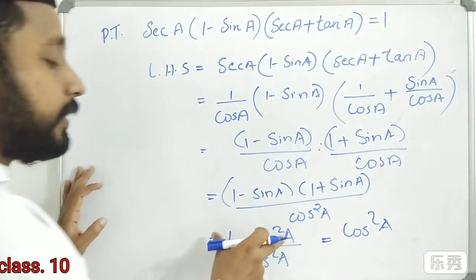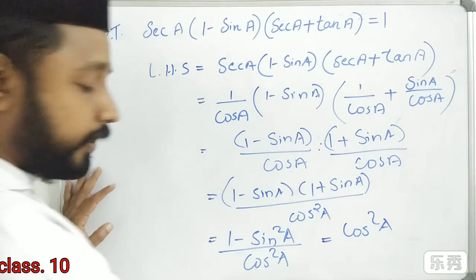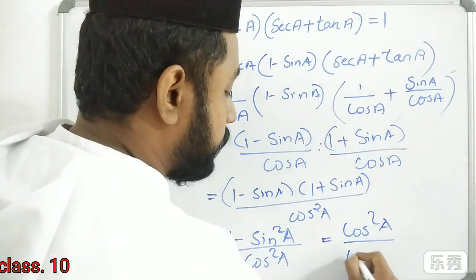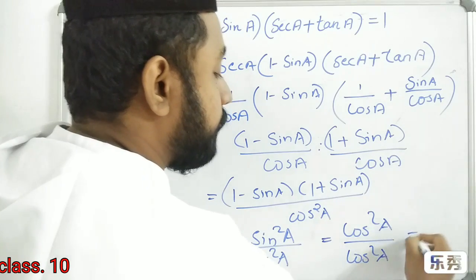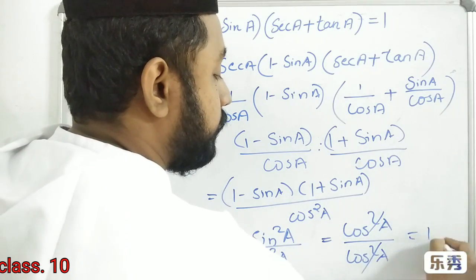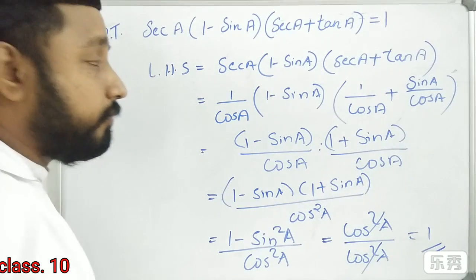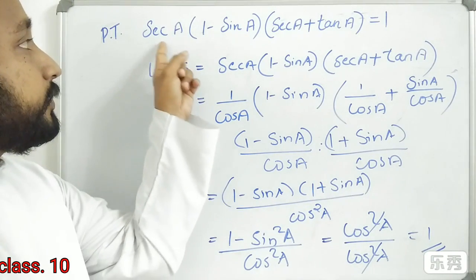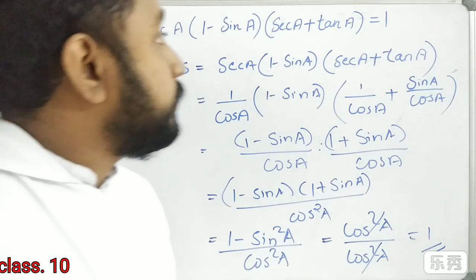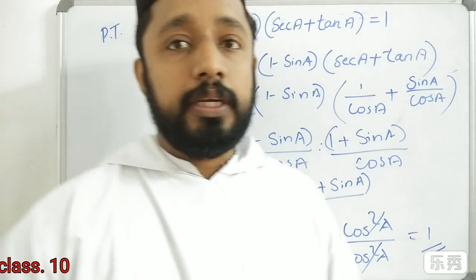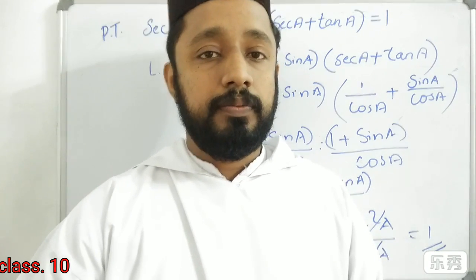Instead of 1 minus sin square a, I put cos square a divided by cos square a. Cos square a by cos square a, we can cancel. So when we simplify this, we got the answer 1. So we proved that cosec a into 1 minus sin a into cosec a plus tan a is equal to 1.